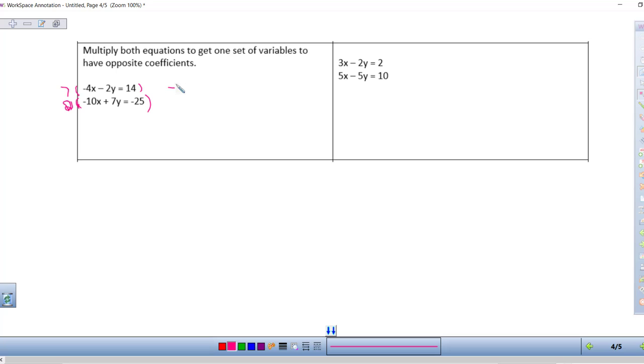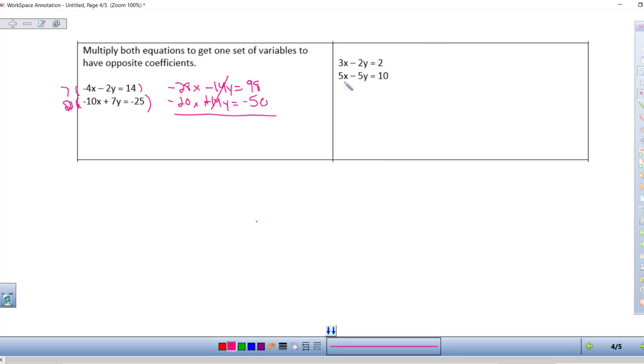So my new equation would be negative 28x minus 14y equals 98. And the bottom equation will be negative 20x plus 14y equals negative 50. And I would see that my y eliminates, and I would continue the problem just like we have so many other ones. I'm not going to continue it just for time's sake.